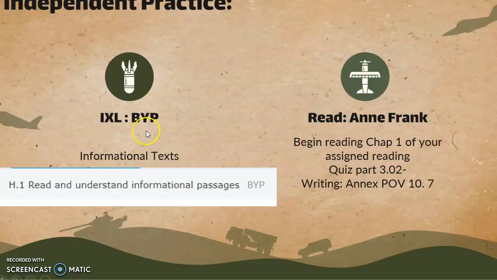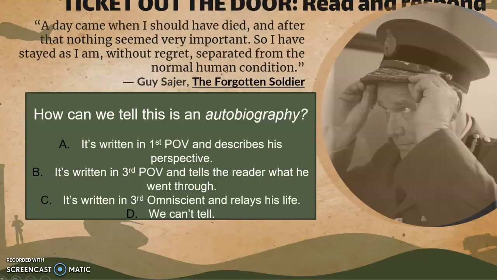And then our IXL for the day is BYP. It's reading and understanding informational passages. So try to work on one or two of those. And then certainly begin reading chapter 1. We have a quiz that was due last week, 3.02, and then begin writing that annex from a different point of view. And I had that for 10/7, but I changed it to today, so that I give you plenty of time to turn that short writing assignment in as well.